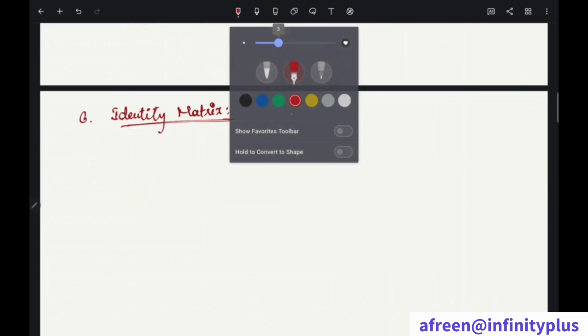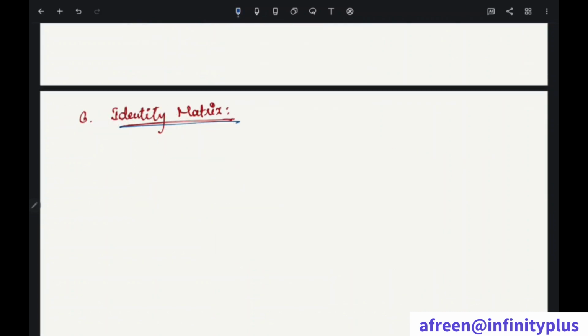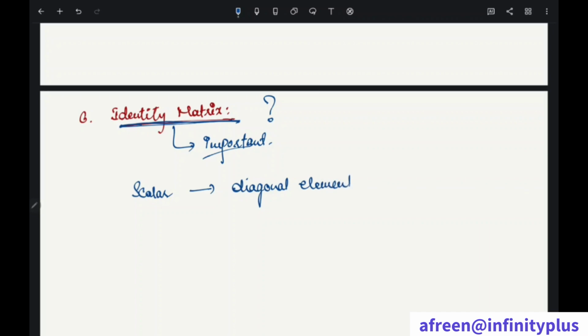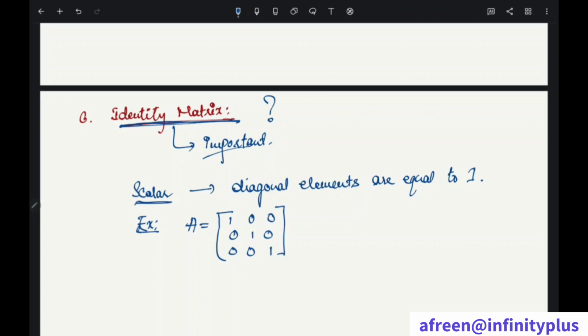The next type of matrix is the identity matrix. If you have learned a bit about matrices, you are well aware of the importance of this identity matrix. So let's define what an identity matrix is. An identity matrix is a scalar matrix where the diagonal elements are equal to 1. Take the example 1 0 0, 0 1 0, 0 0 1. I have taken the identity matrix of order 3 cross 3.